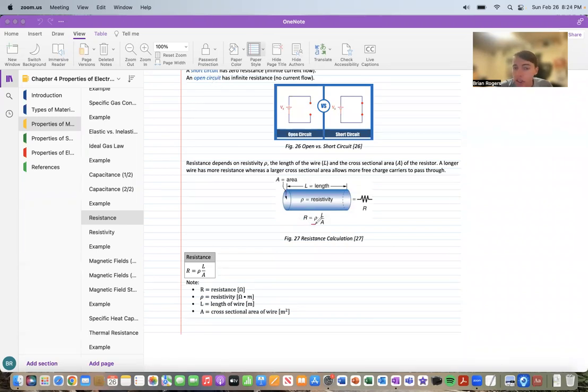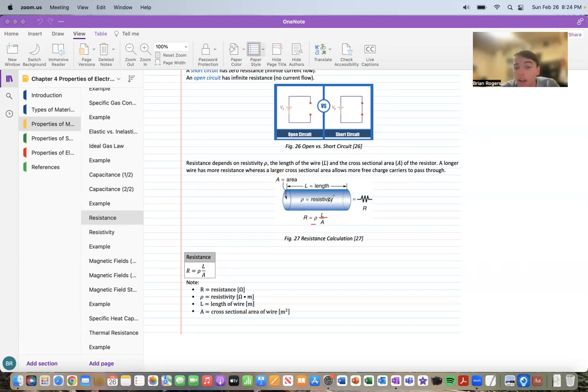So the resistivity of the material, the length of the wire, so how long that wire is. Longer wires have more resistance because those electrons keep hitting the sides of the wires, and those collisions make them slow down. And then the cross-sectional area. So how much cross-sectional area is there for an electron to flow through? Is it wide or is it narrow? If it's more narrow, there's less electrons that can flow through. If it's wider, that means more electrons can flow through that cross-sectional area.